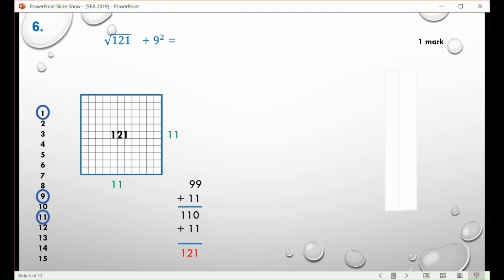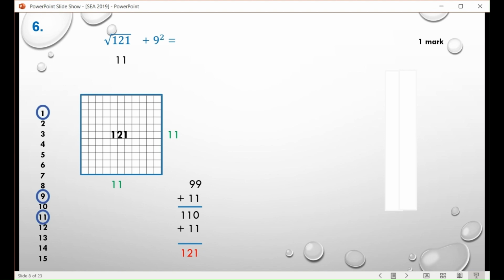Or let's say it a little differently. We have a row with 11 in it, and we have 11 rows of 11. So if we have 11 squares making up a row, then 11 rows of 11 will give us 121 squares. So what is the square root of 121? If we work backwards, that will be 11.